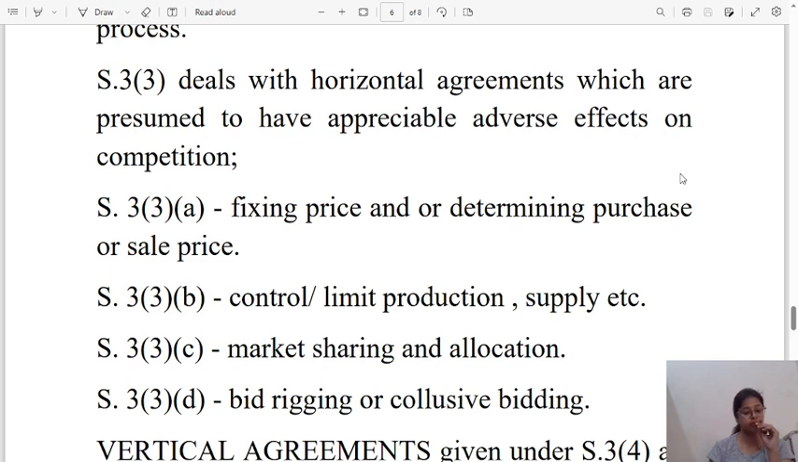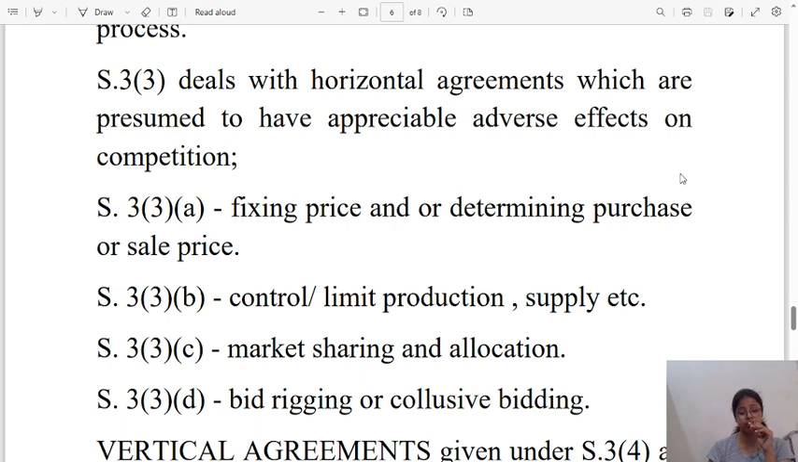Now let's come to subclause C. In subclause C, it has been given the market sharing and allocation. What happens is competitors divide the market. They decide that in a particular area there will only be one choice available to the customer. It may also lead to a condition wherein a monopoly is created.